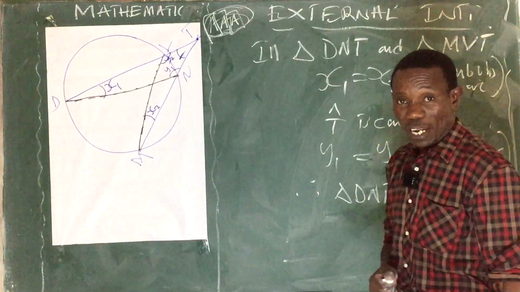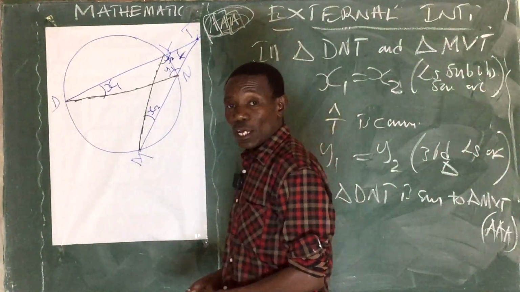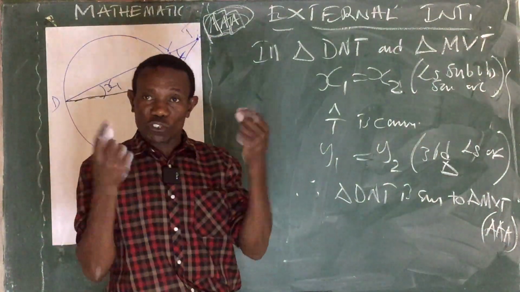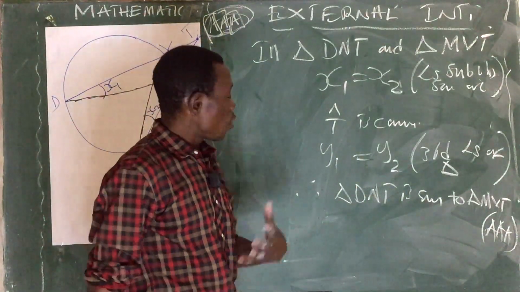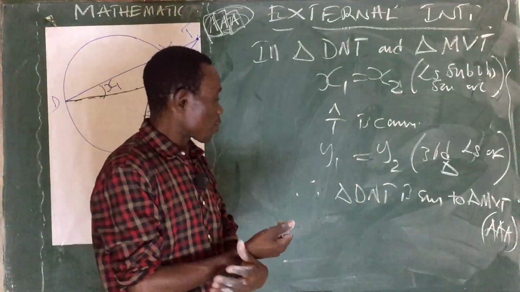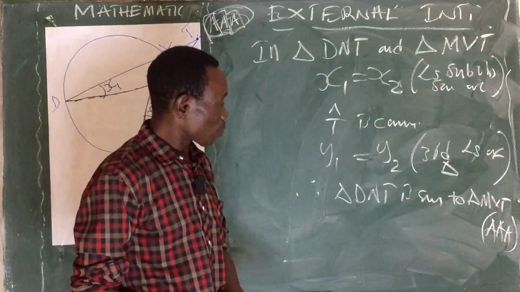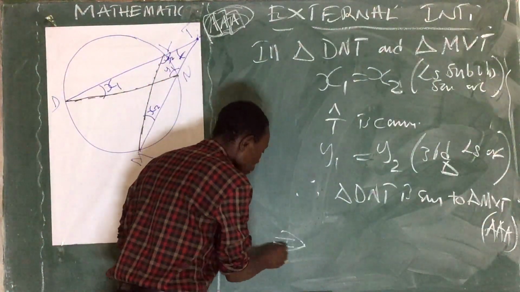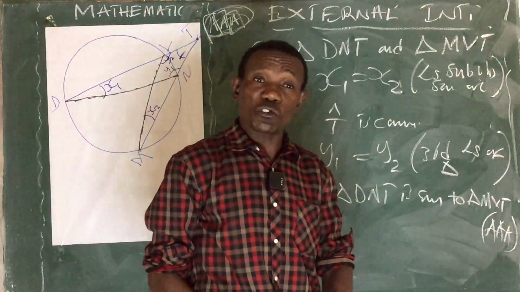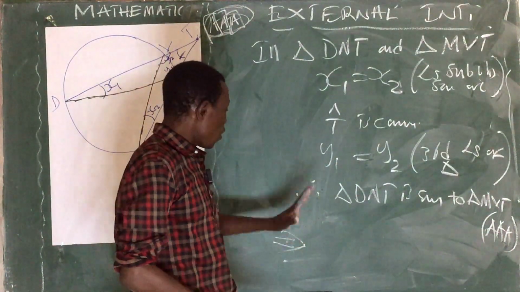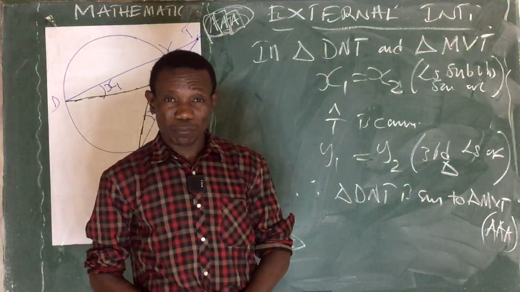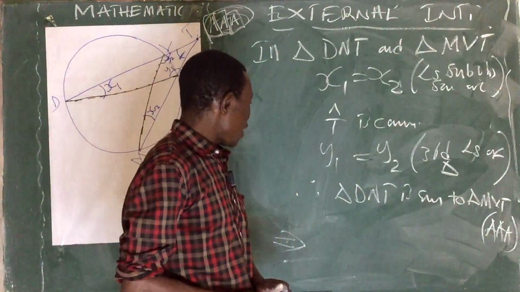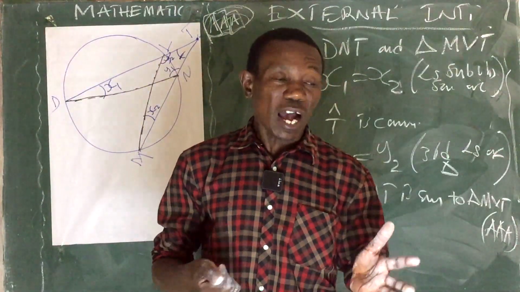Once the triangles are similar, we expect that corresponding angles of those two triangles must be equal. And again, the ratios of the corresponding sides of those triangles must also be equal. So here, let us first of all obtain the ratios of the corresponding sides of the two triangles which are proved to be similar. So how do we obtain the ratios of the corresponding sides?